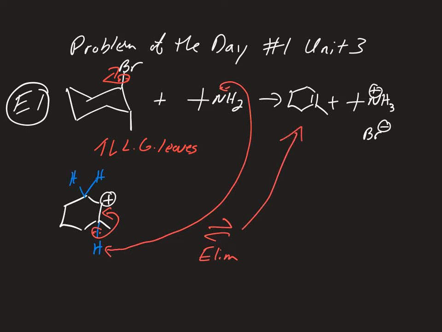Key points: leaving group leaves, that's the first step. It's more than one step. It's an elimination reaction. You've got to find the beta hydrogens. With an E1, you don't need to worry about things being anti-periplanar, right? So then you're going to do Zaitsev's rule to make the more substituted product.